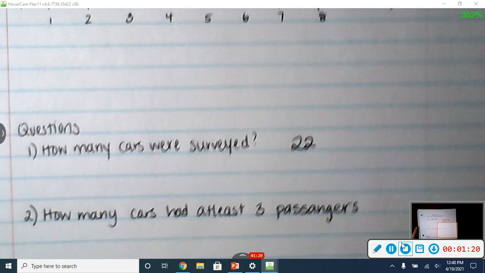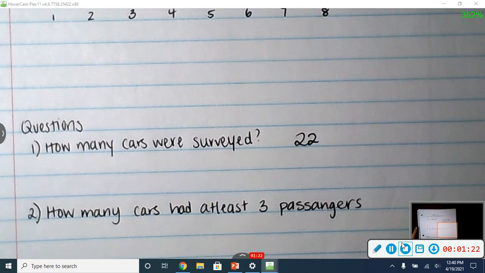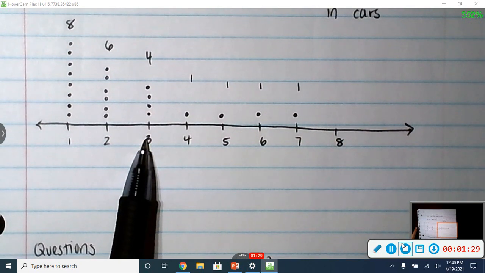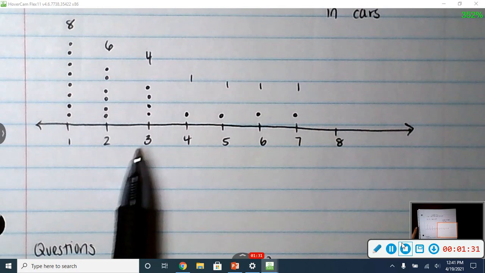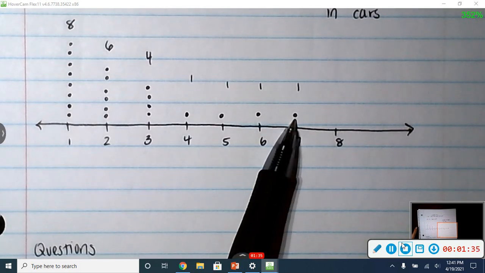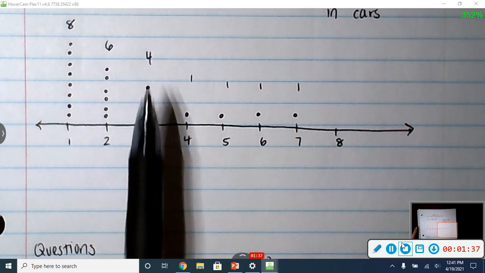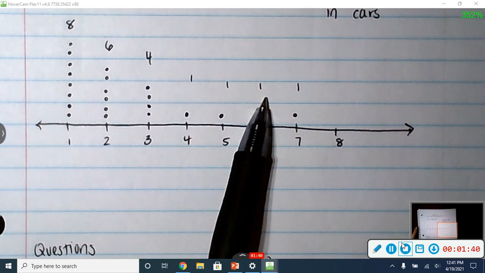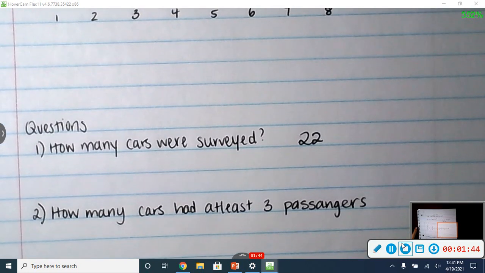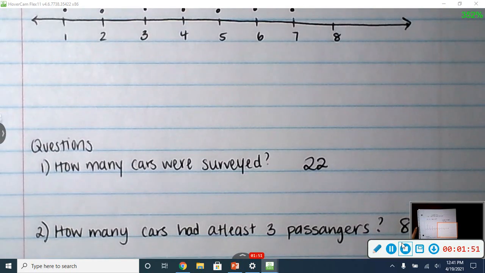Now if you were asked a question like this, how many cars had at least 3 passengers? You'd want to look at your dot plot, and at least 3 means that we would want to count all the ones that had 3 passengers or more than 3 passengers. So that would be the 4 plus 1 plus 1 plus 1 plus 1. So this would give us a total of 8. So how many cars had at least 3 passengers? 8 of them did.